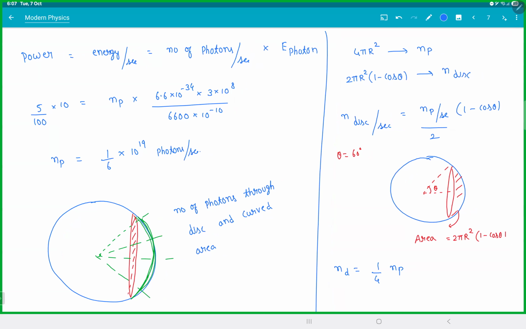Next thing. Clear with this? Daria, clear with this? Nikhil? Anshul? Clear. Arya? Aditya? Next one.